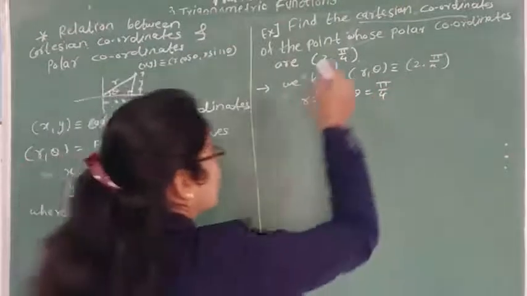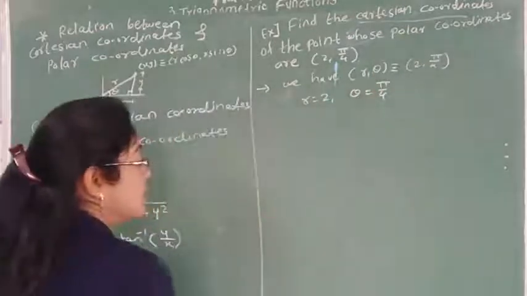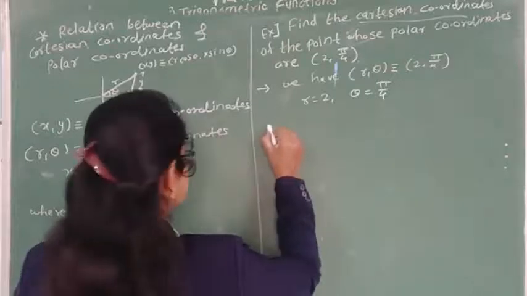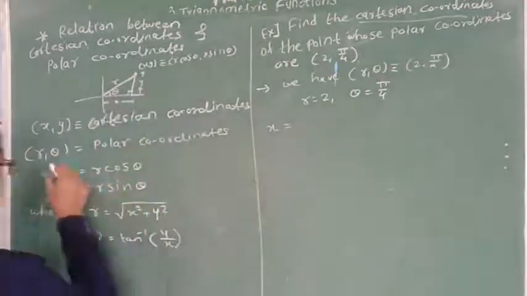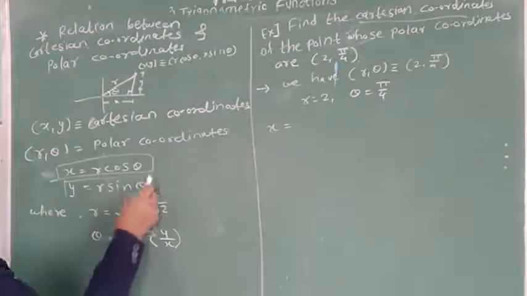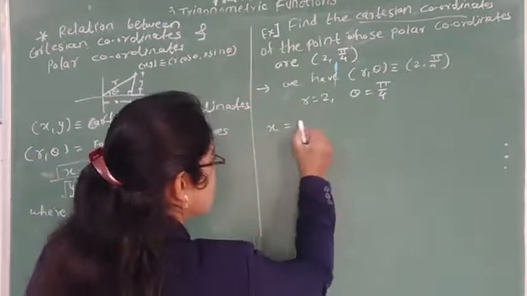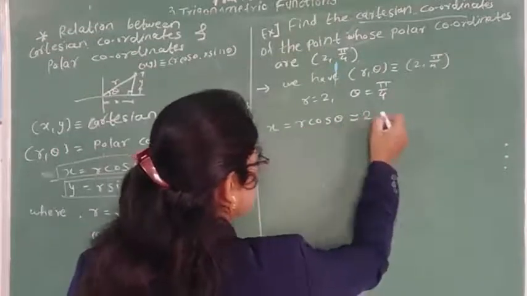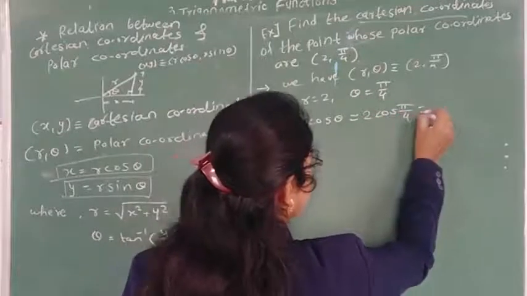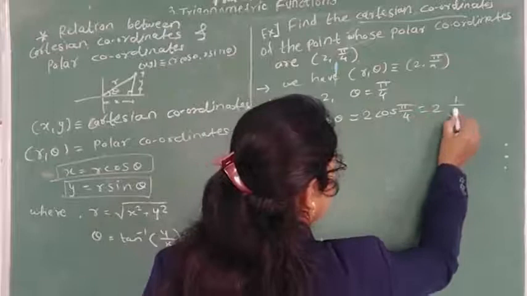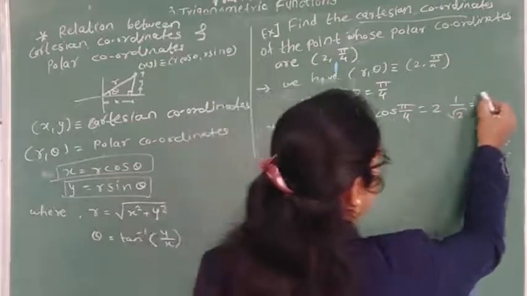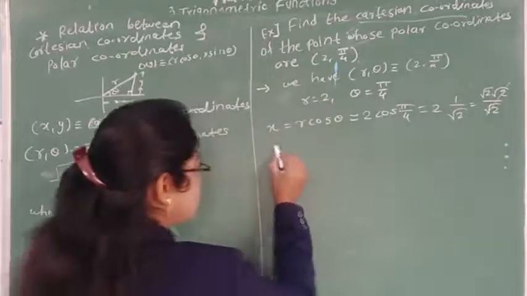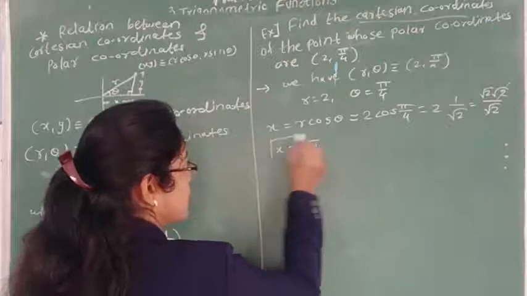Now we have to find the Cartesian coordinates, meaning we have to find the values of x and y. From this, the formula for x is r cos theta and the formula for y is r sin theta. So x is equal to r cos theta. We put the values r is 2 and theta is pi by 4. So here 2 and cos pi by 4 is 1 upon root 2. We write this 2 as root 2 into root 2, divided by 2, so root 2 gets cancelled. x is equal to root 2.